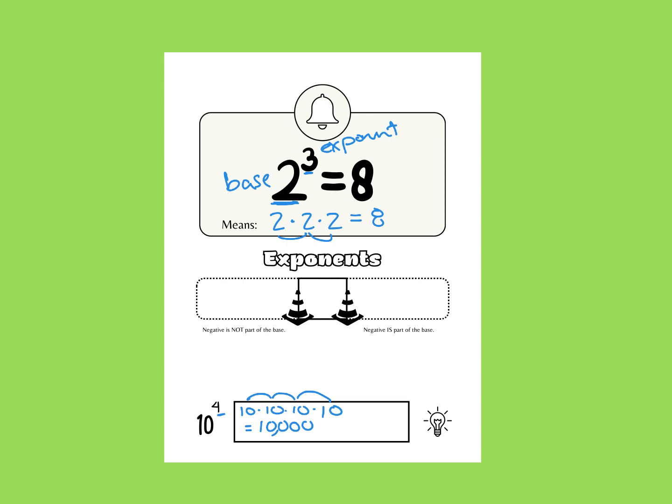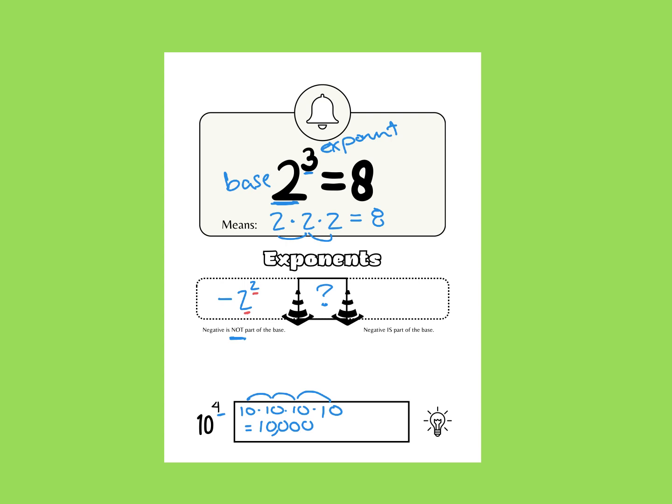Okay, the most important thing that we're going to go over and review in this lesson is negatives. So on this left side, the negative is not part of the base. That would be a problem that looks like this: negative 2 to the second. The negative sign is out in front of the 2, but that exponent of 2 is only on the base of 2.